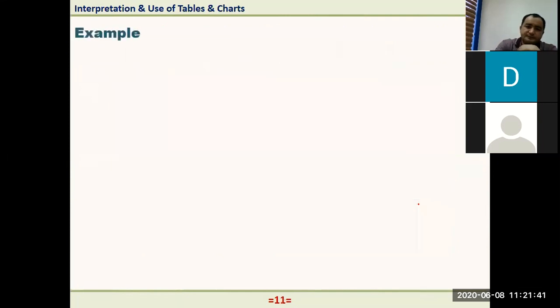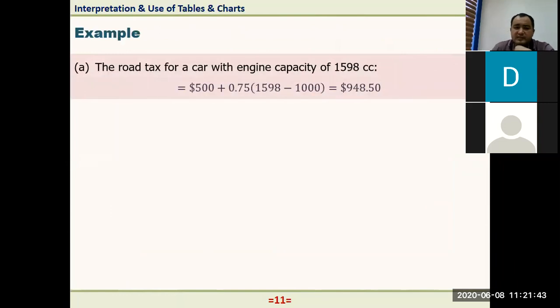I'm trying to show this. For example, the road tax for a car with engine capacity of 1,598. That is less than 1,600, right? So for each cc, they are charging 0.75. The formula is 500 plus 0.75 times engine capacity minus 1,000. If you just evaluate this, that is $948.50. So you have to pay this amount.